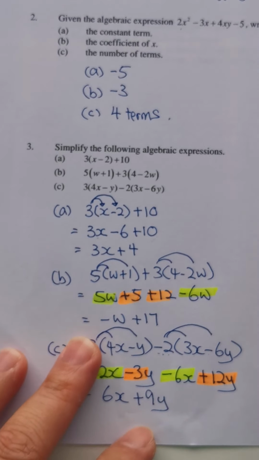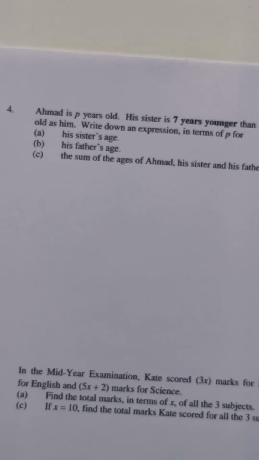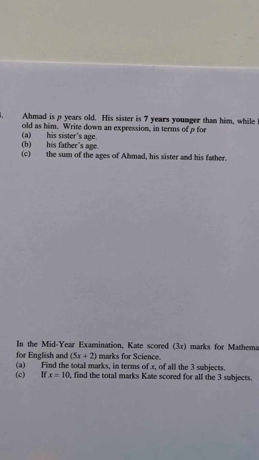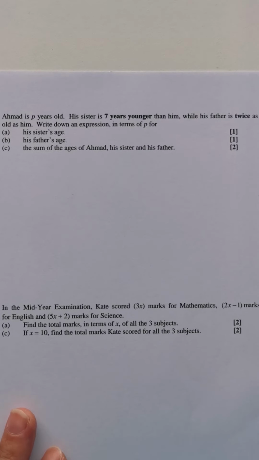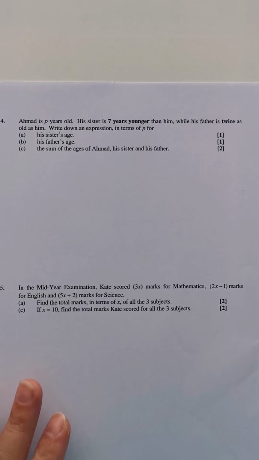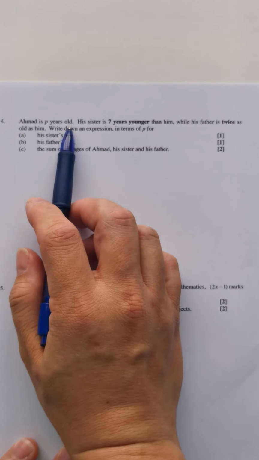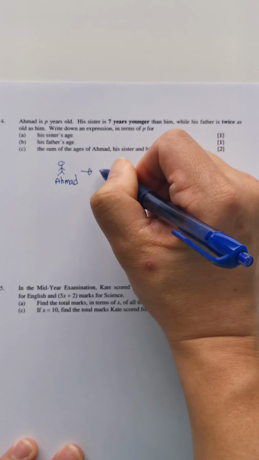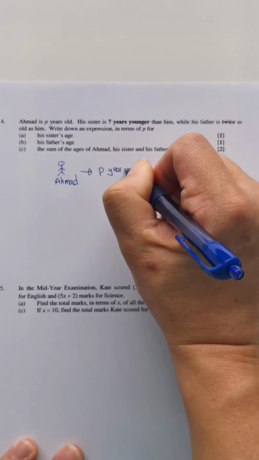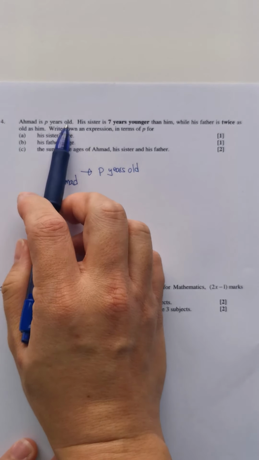Next we go to the second paper. This is a word problem, and for word problems, remember Polya's 4-step model. We need to understand the question. Let me zoom out a bit. I read the question: Ahmad is P years old. So this question says that there's a person called Ahmad, and he is P years old. So we understand the first part of the question.